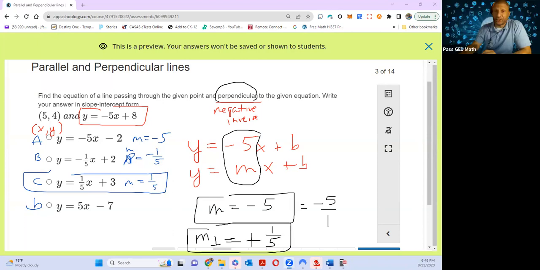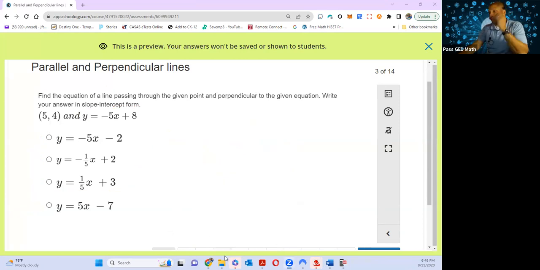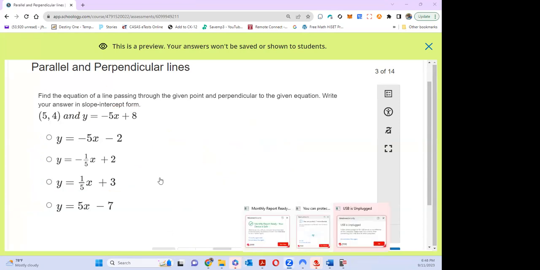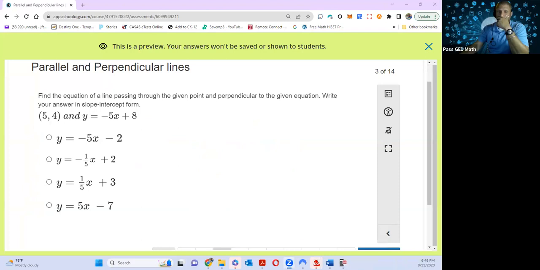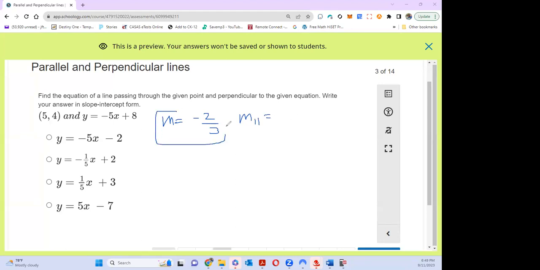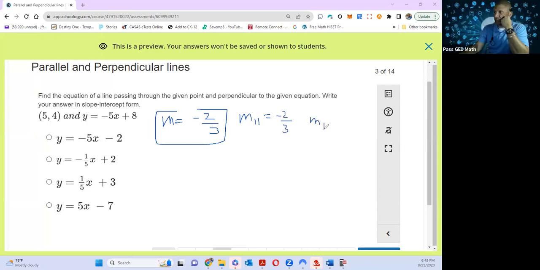So real quick, watch this. This is what I'm gonna do, and I think this is in my book. M equals negative 2/3. What's the slope of a line that's parallel? Negative 2/3. What's the slope of a line that's perpendicular?